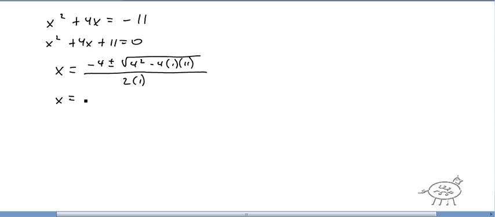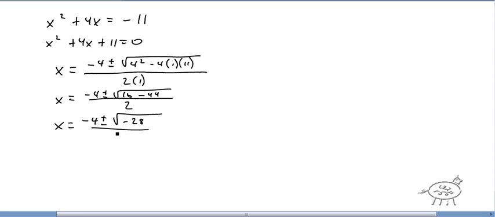Okay, so that's going to give us x equals negative 4 plus or minus the square root of 16 minus 44, all over 2. So x equals negative 4 plus or minus the square root of negative 28, all over 2. So x equals negative 4 plus or minus, and well, it's definitely 7 times 4. We can take a 4 out of there. And then, of course, we have an i. So it's plus or minus 2i root 7 over 2.